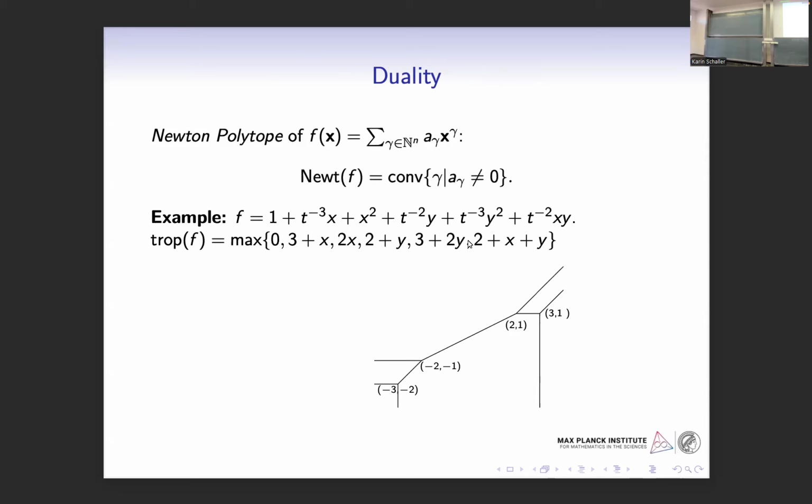And then I have the tropical polynomial here. Okay, so just remember what we do when we tropicalize this polynomial. We take the negative valuation of the exponents of the coefficients.